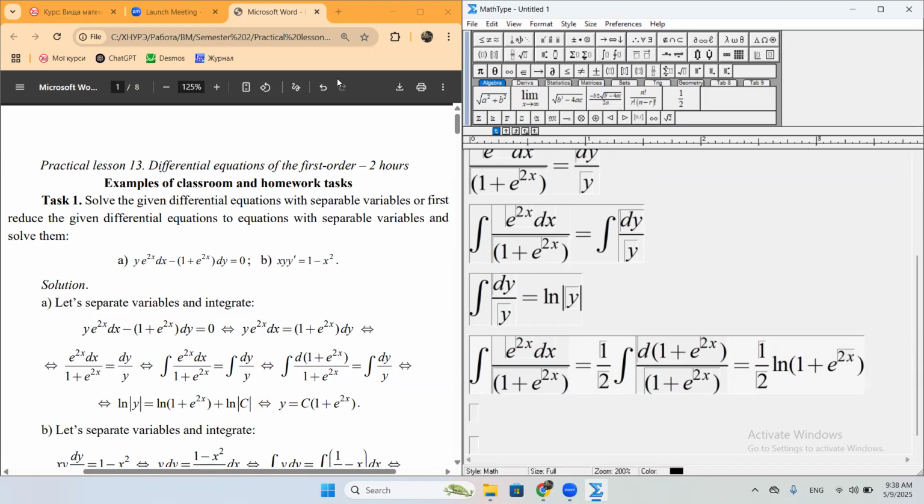Oh yeah, here I have a mistake, by the way. Let me fix it. Okay, so 1 over 2, and here will be the square root.